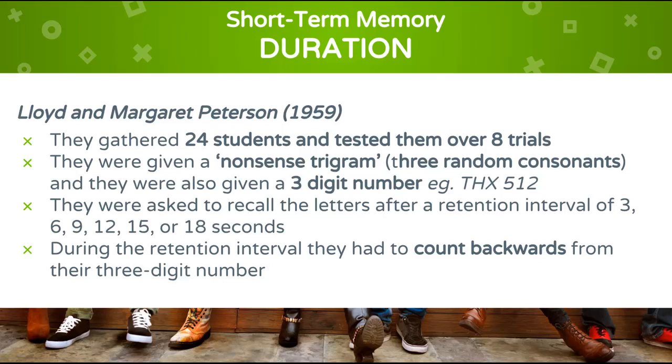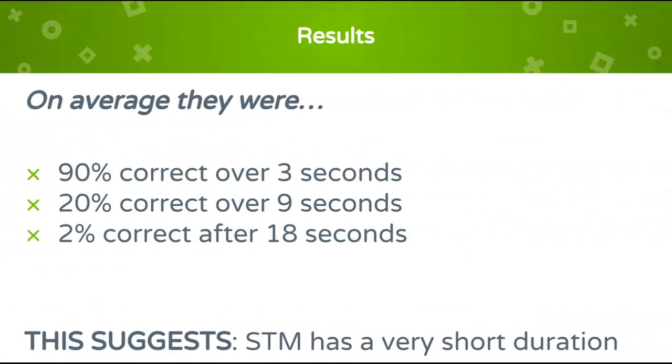On average, participants were 90% correct after 3 seconds. They were 20% correct after 9 seconds. They were 2% correct after 18 seconds. These results suggested that short-term memory had a very short duration, 18 seconds, as long as verbal rehearsal was prevented.